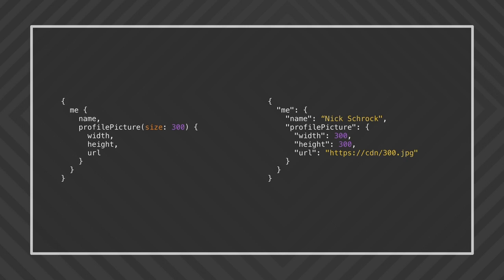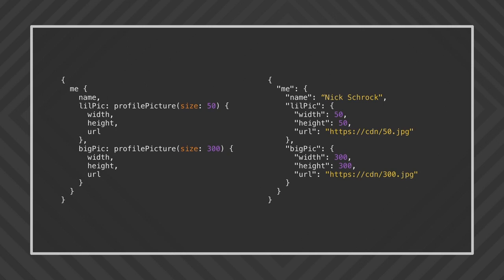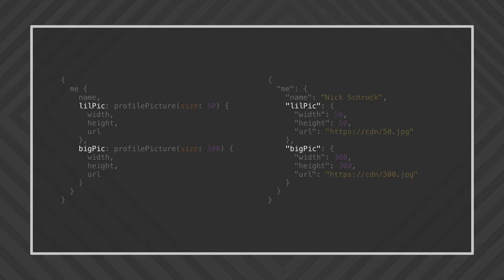A logical question to ask is, what if I want both sizes? Well, the problem is there'd be a collision between the keys. You can't have two keys named profile pic. So we have this feature called aliasing, and you can rename different keys to be different things. So here, you have little pic and big pic, and they correspond to the two different return values.